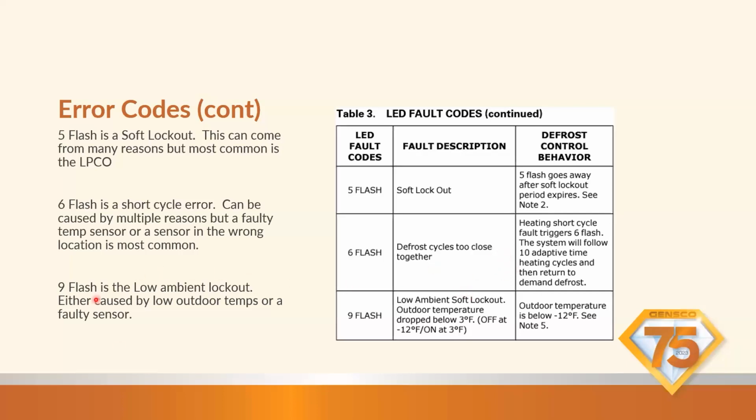The last one here is a very rare one. It comes down to that we're too cold outside, below -12, so a 9 flash. If you're in an environment where you're not below -12 and you're getting a 9 flash, that's pretty indicative of an ambient temp sensor that is reading incorrectly. Pretty simple. It thinks it's -12 or below, even though it might not be. But if it is below -12, you're going to get a 9 flash. It's going to let you know that it's in that low temperature lockout.